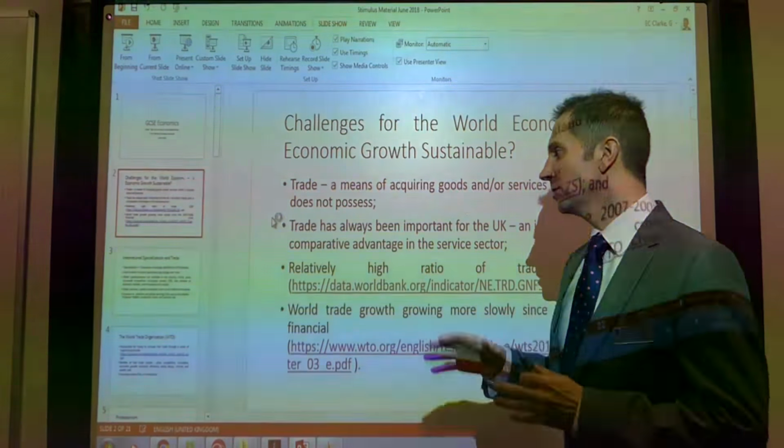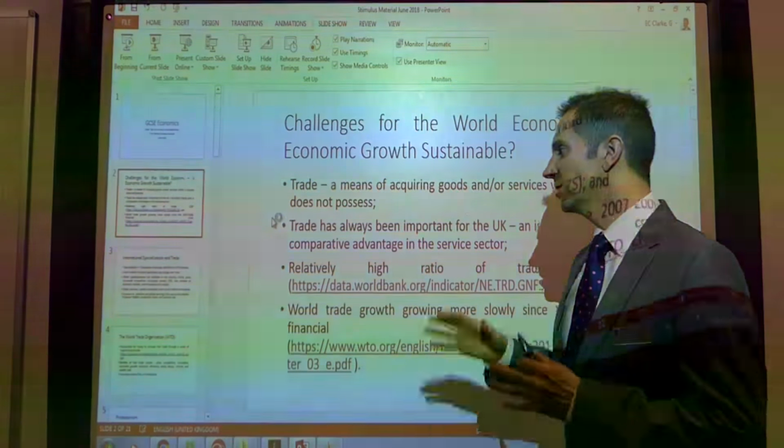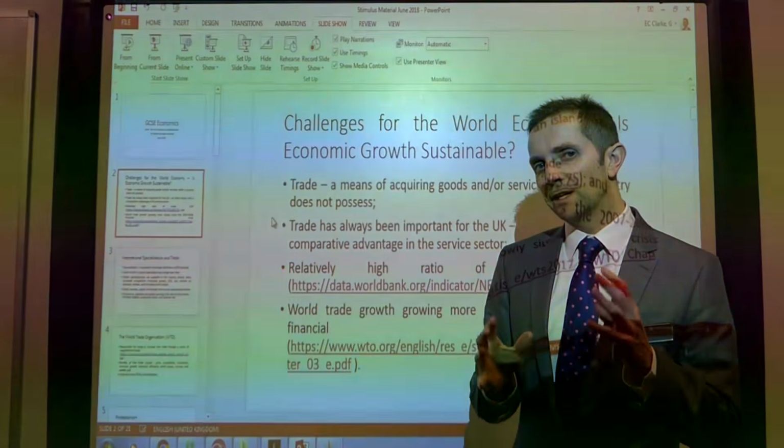So ladies and gentlemen, I'm going to start today by looking a little bit at trade, because trade is mentioned in the introductory paragraphs of the stimulus material. As you know, the title of this particular stimulus is Challenges for the World Economy: Is economic growth sustainable? And then it goes on to talk about world trade and economic growth.